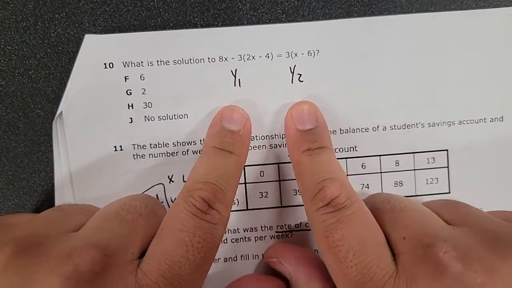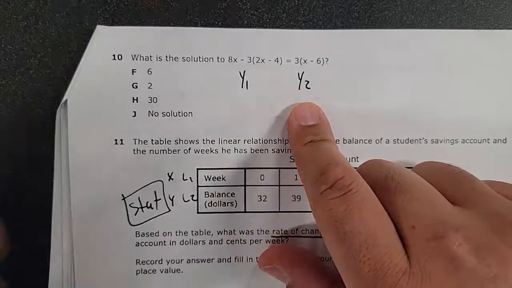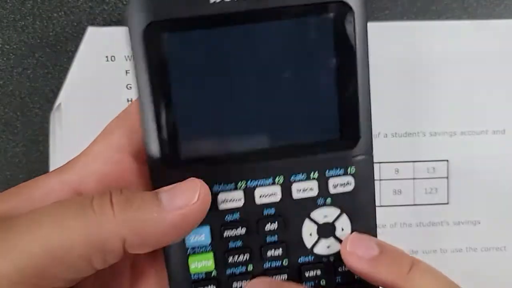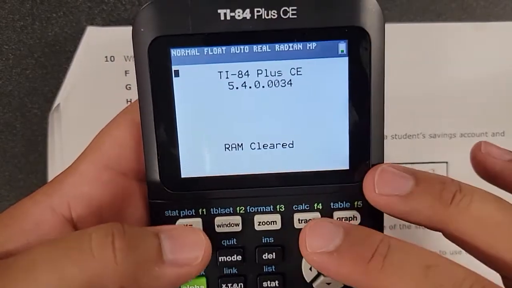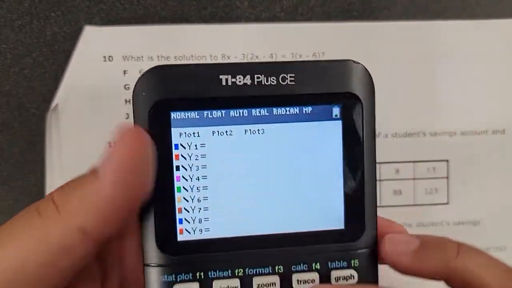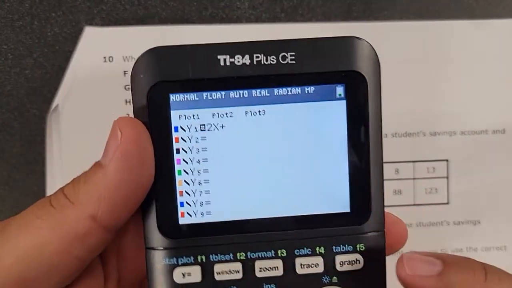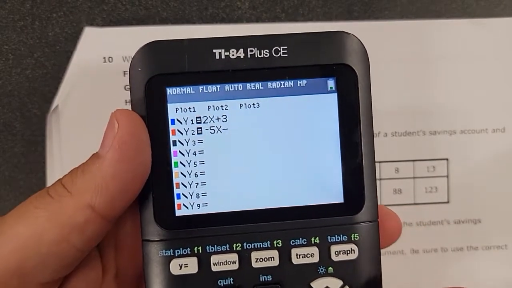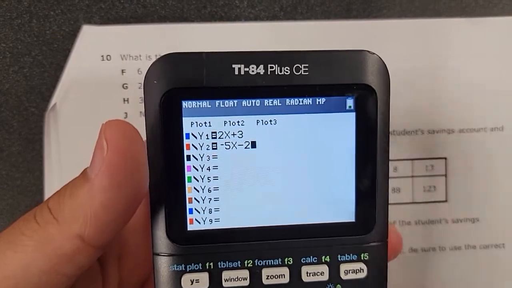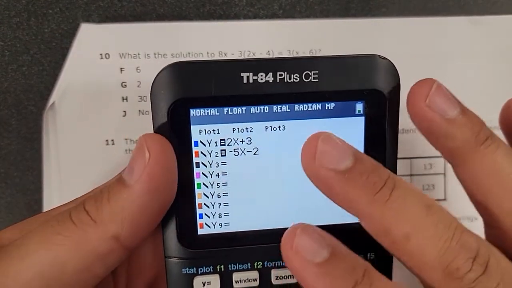Number 10 is a y1, y2 problem. So just in case you forgot how to do that, let me just show you really quick. You're going to go into your calculator. You're going to type something in y1. Let's say we have, I'm just making this up, 2x plus 3, and negative 5x plus minus 2.